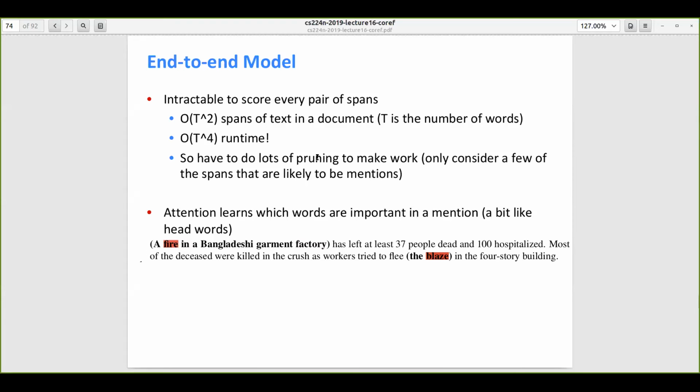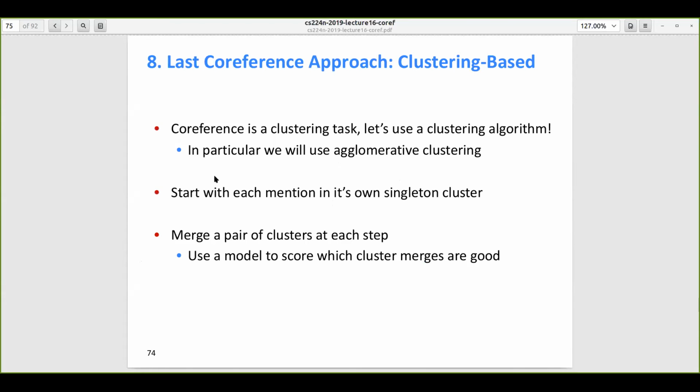So for that purpose, they do some sort of pruning to reduce the number of spans. And so attention is being used here so that it helps in learning the words which are important rather than every other word. These are called head words, as we have seen in a previous example where cat was the head word. Similarly, there will be head words for every example. So here in this sentence, we can see that the words fire and blaze are like the head words.